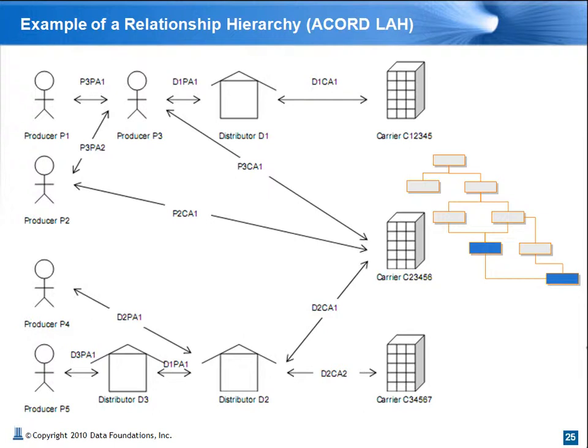In the hierarchy terminology, this is a network recursive structure where a node can be a producer, a carrier, or a distributor, and a node can be linked to multiple parents.